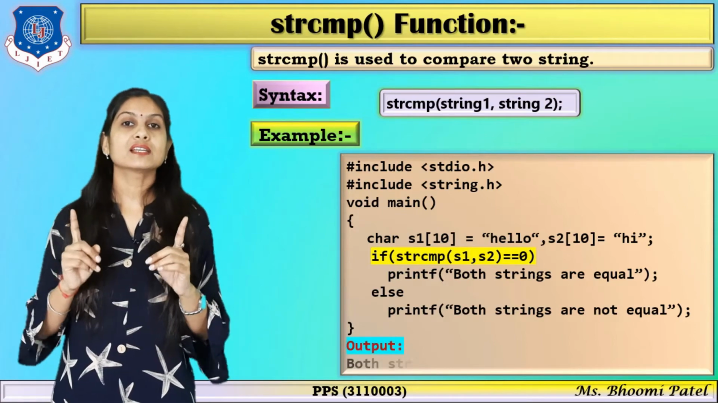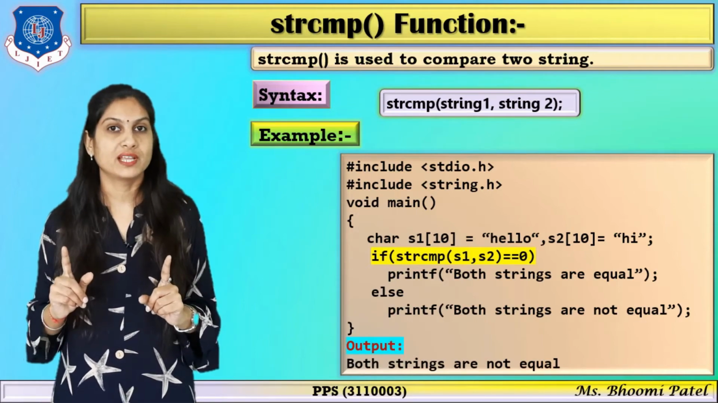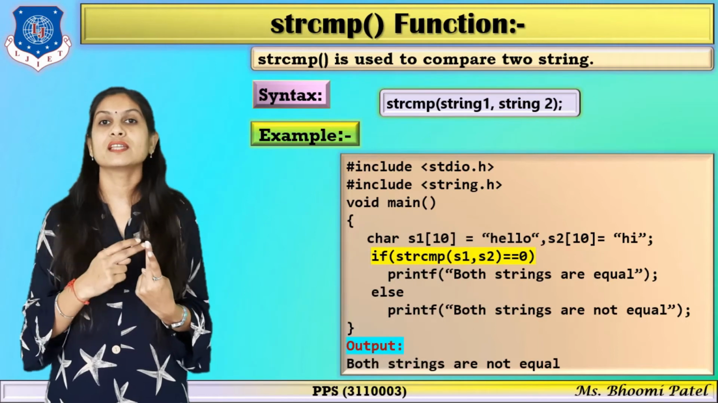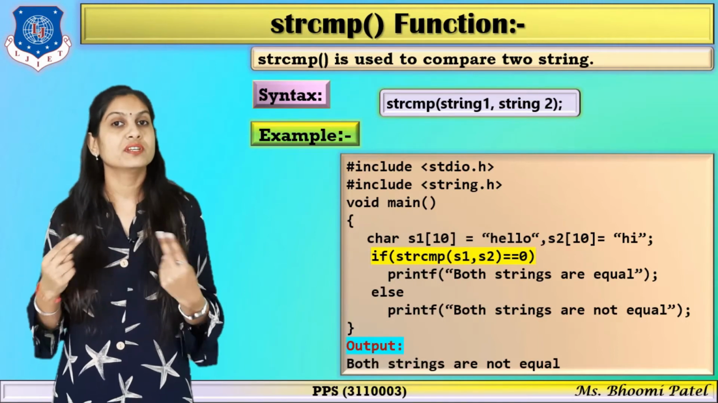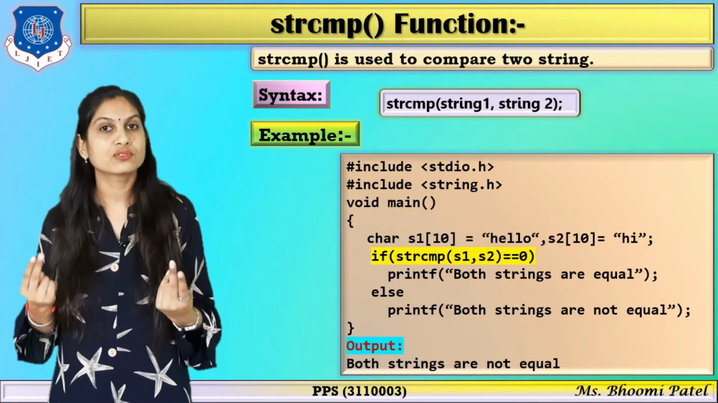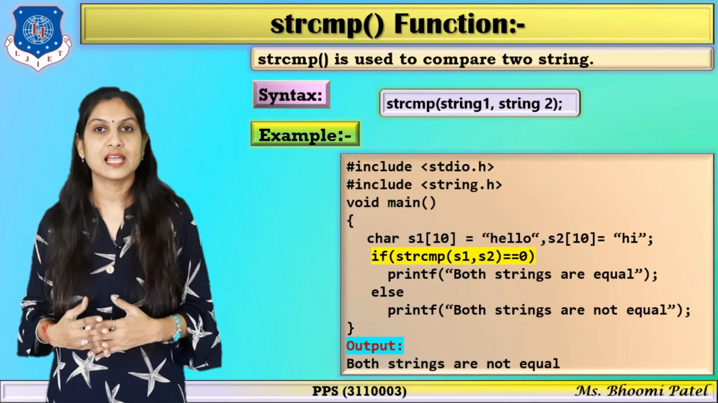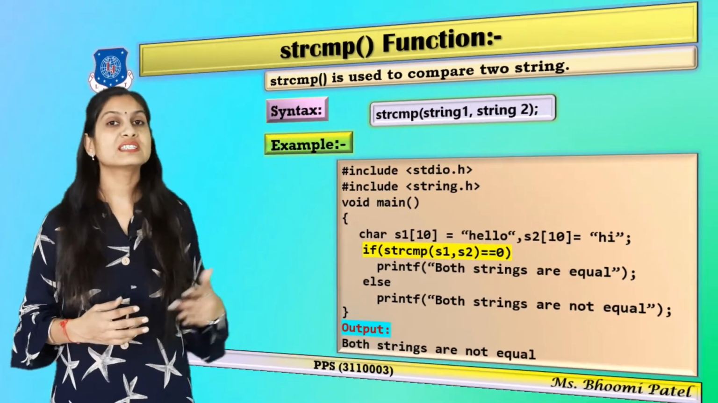Why? When it compares the first character of both strings, it finds a difference of 0. But when it moves onwards to the second characters, in the first string it is e and in the second string it is i. So the difference is not 0, and it directly jumps to the else part, and the message is that both the strings are not the same. Clear?